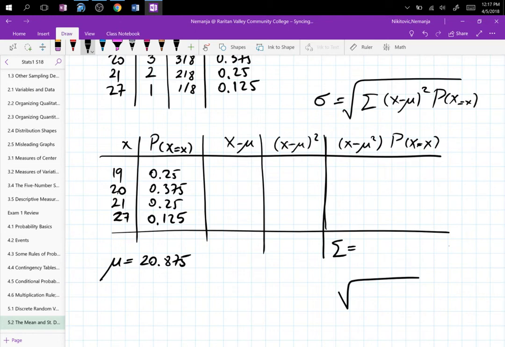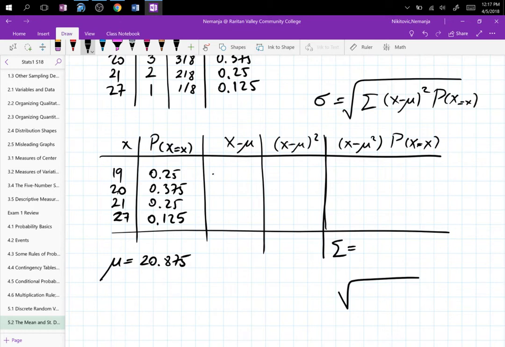We use PEMDAS, right? Order of operations. You first do parentheses, then exponents, so that's the next one. Summation is applied to all of these, so you do the sum then, and then multiply with everything. And then you do the square root at the end. So it's structured.